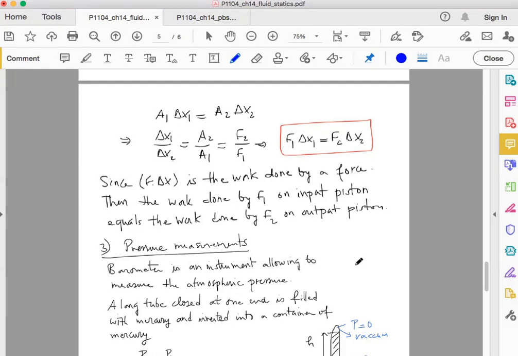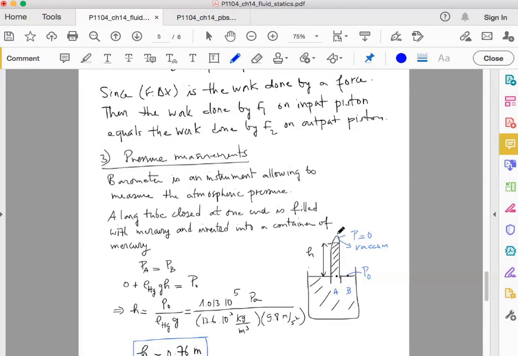There are different kinds of instruments to make pressure measurements. The first one is what we call the barometer, an instrument made such that we can measure the atmospheric pressure. In this case, we have a long tube, closed at one end, filled with mercury, and inverted in a container of mercury.